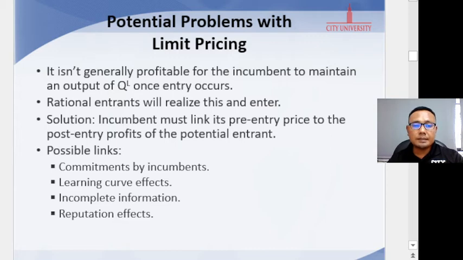Unfortunately, it is not credible for the incumbent to produce an output of QL if entry occurs. In particular, entry reduces the incumbent's marginal revenue, leading to an optimal output that is less than QL. Thus, the incumbent has an incentive to renege on its threat to produce QL if entry occurs. Okay. So recognizing this, a rational entrant would find it profitable to enter the market if the incumbent set the price at PL.